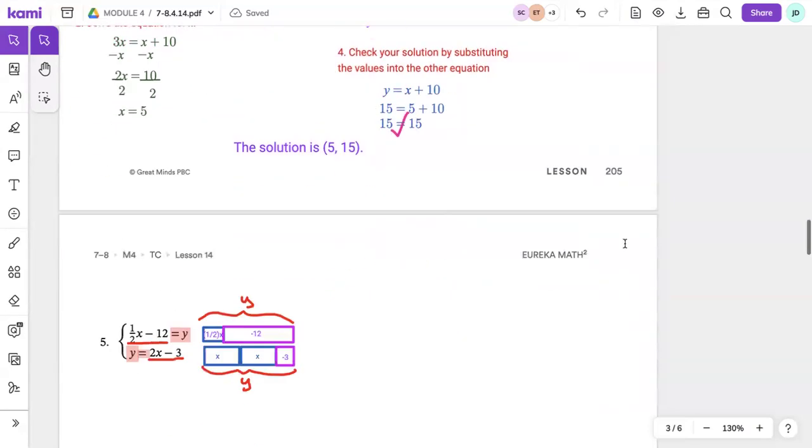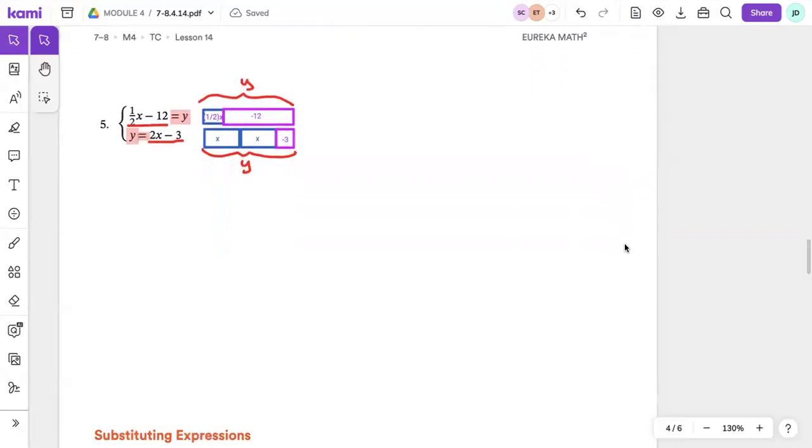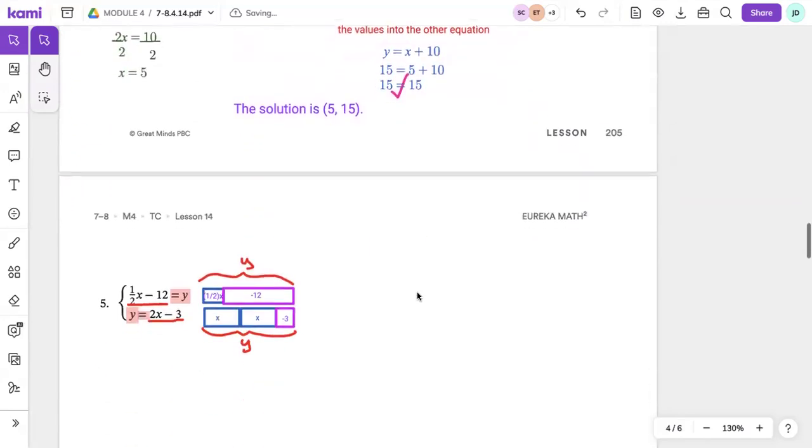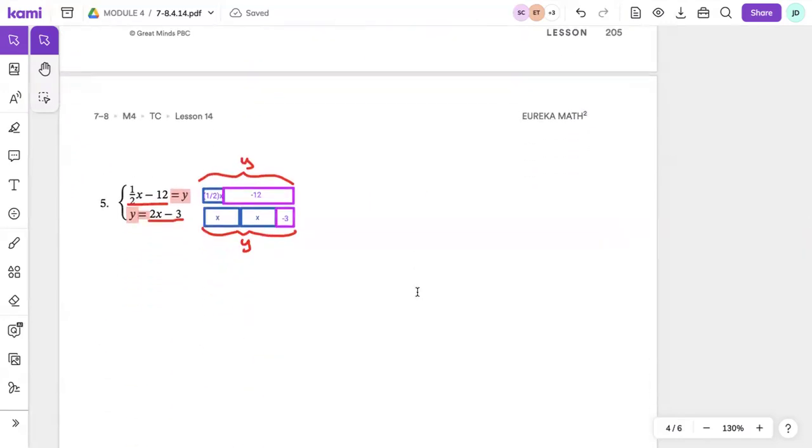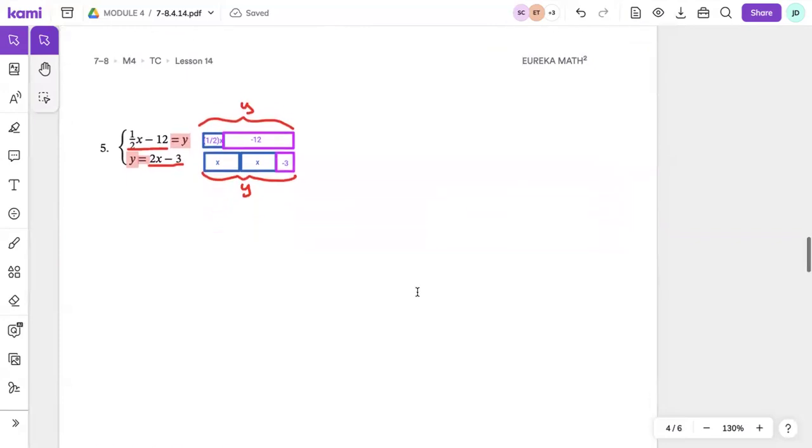Go ahead, you're going to do number 5 on your own. If it helps, I've done a little bit of work. I've drawn you a tape diagram. I've also highlighted where we have our y's. Just because it's written in a different order doesn't mean anything is different. Following these 4 steps, solve for your ordered pair that is the solution to the system.